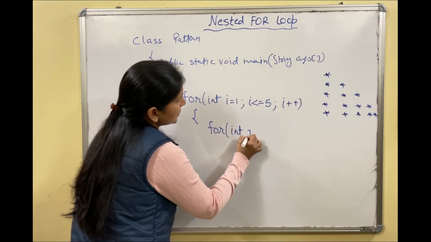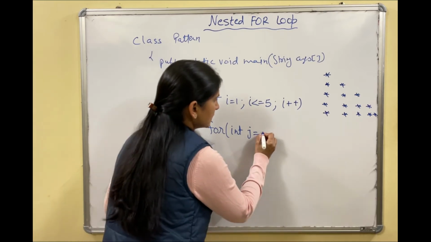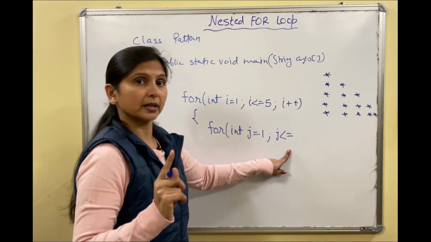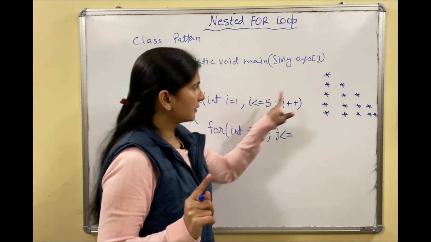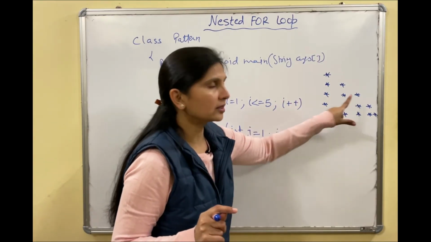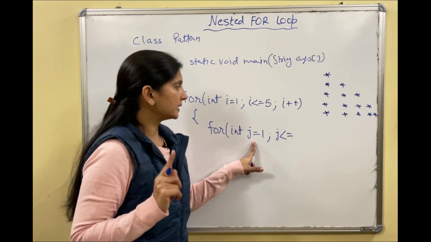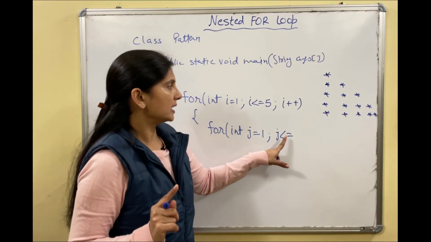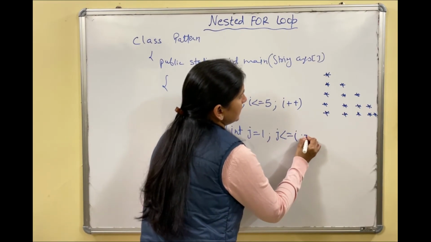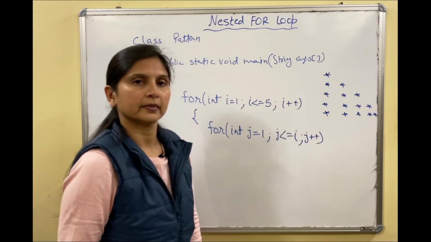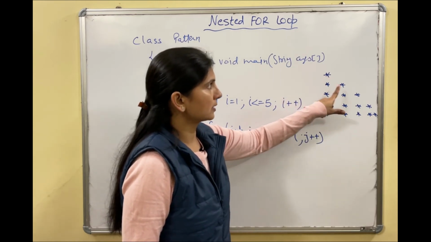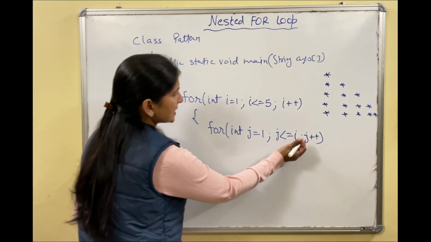Int j equals to 1, j less than equals to... how many times should j run? How many columns? As many as the value of i. When i is 1, j is also 1, when i is 2, j is also 2, i is 3, then j is also 3. So what shall I do here? Int j equals to 1, j less than equals to i. So I will write here i only. Right? Same number of columns I want as the number of rows. One row, one column. Second row, 2 columns.